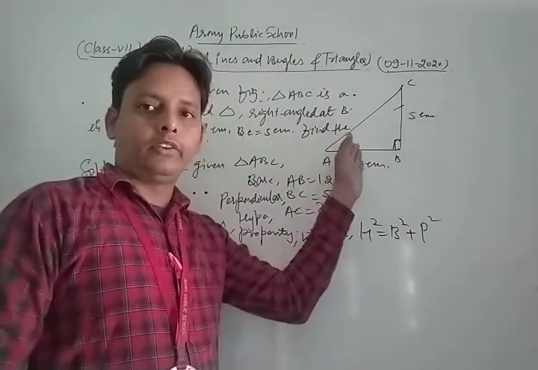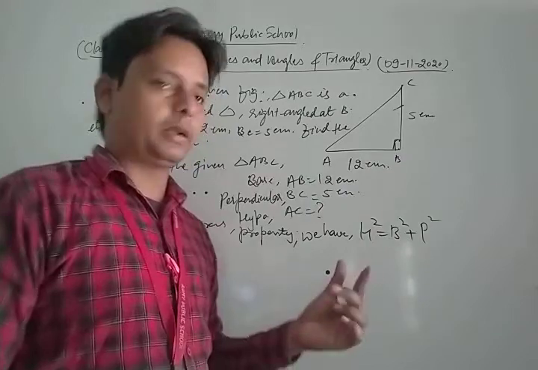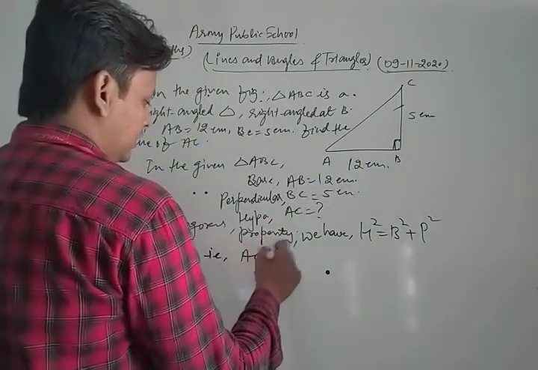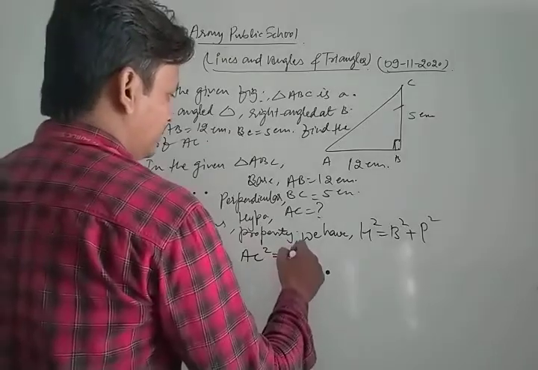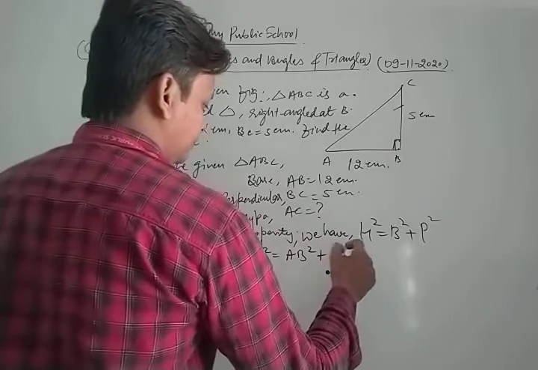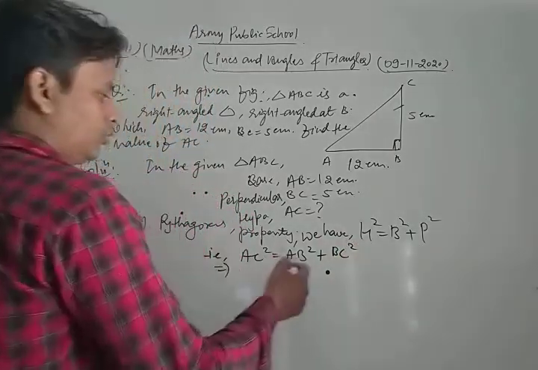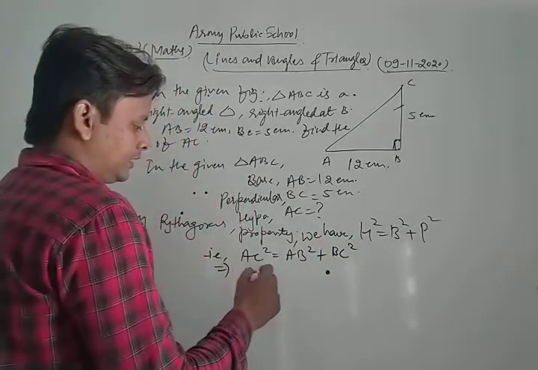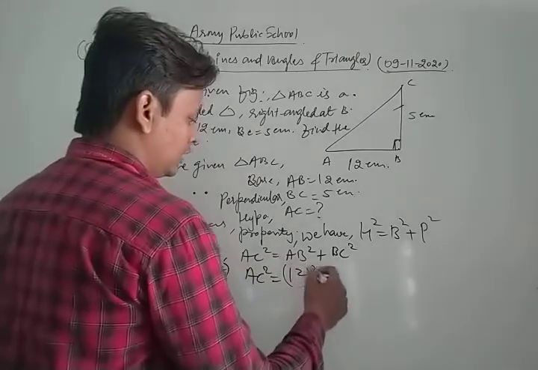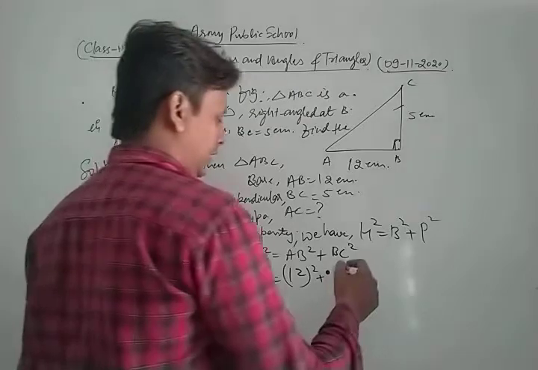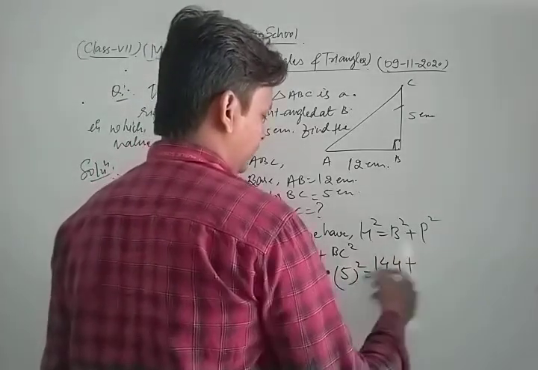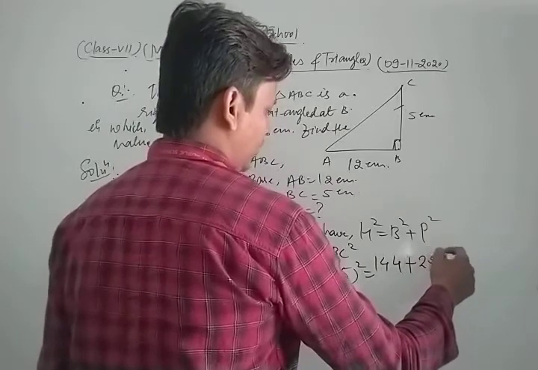Now according to that figure we put the hypotenuse, base and the perpendicular. So the hypotenuse is AC, that is AC square is equal to base AB, perpendicular BC. Thus we put the value of each. AB is 12, so we write 12 square plus BC is 5, so we write 5 square. So we get 144 plus 25.